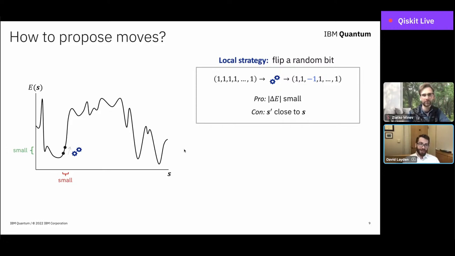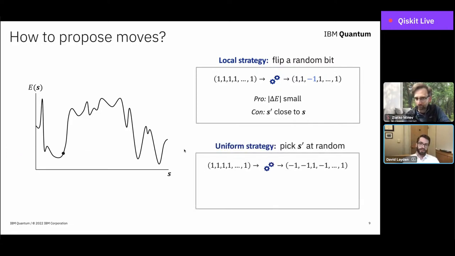Now, you could imagine trying to sidestep this issue by instead proposing moves using some non-local approach where the Hamming distance that you jump is much greater than one. There are several such approaches, none of which is a silver bullet. And so to illustrate the difficulty that these face in general, I'd like to just focus on a simple limiting example, namely of what I call the uniform strategy, where you just pick your next proposed move uniformly at random along this x-axis. So a typical move might look like this.